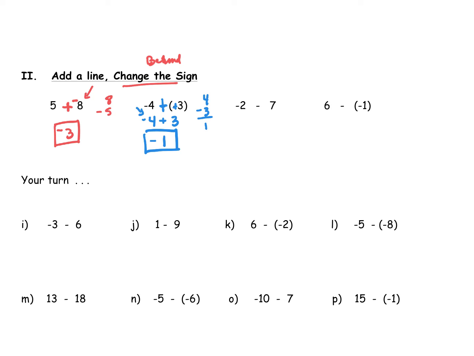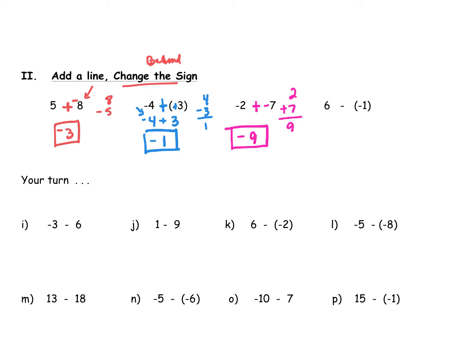To use this method, I look for the minus sign and I add a line. Then the number behind it, I change the sign. It was positive, it's now negative. And then our addition rules say when they're same signs, we add them and we keep the sign. So this is 9 and they're both negative, so we keep that negative sign.